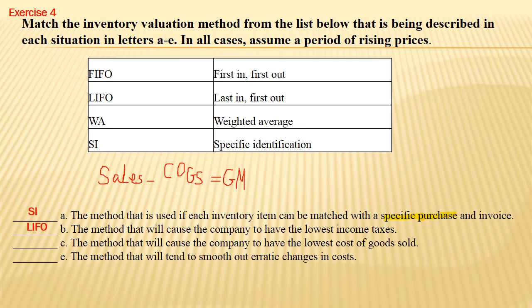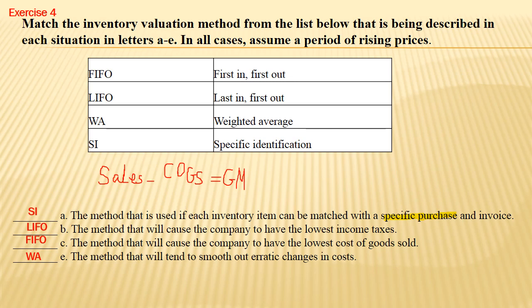The following one, the method that will cause the company to have the lowest cost of goods sold. If I'm following FIFO, first in, first out, the items that I purchased in the past are going to have the low prices, since I'm in a period of rising prices. So automatically we're going to have the lowest cost of goods sold if we are following FIFO. So FIFO is the method that will cause the company to have the lowest cost of goods sold, according to the old prices that were low in comparison to the high prices now, since we are in a period of rising prices. Finally, the last one here, the method that will tend to smooth out erratic changes in costs.